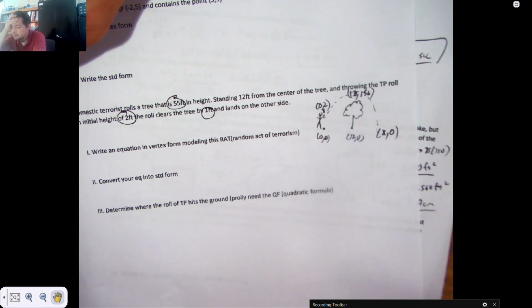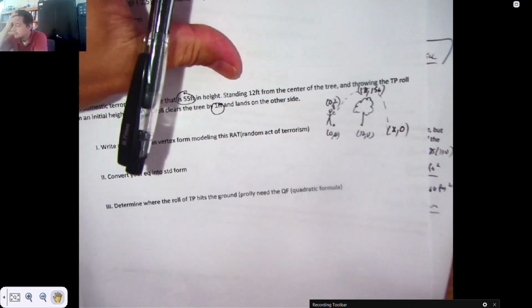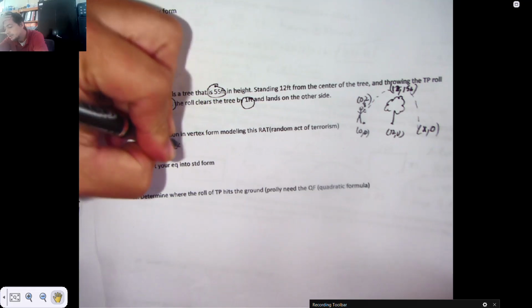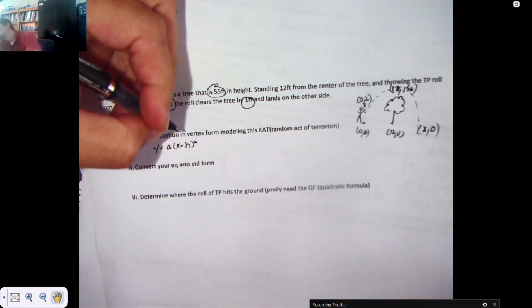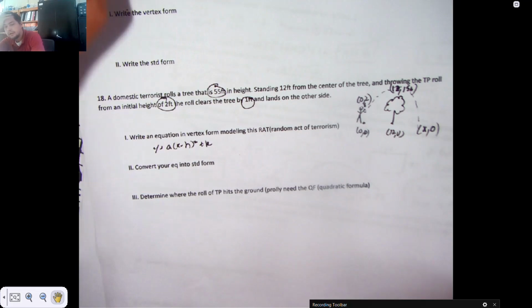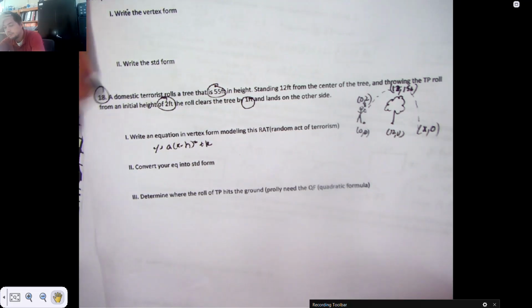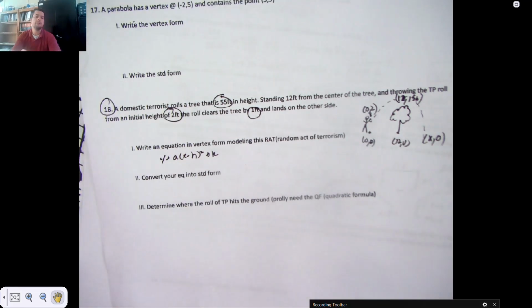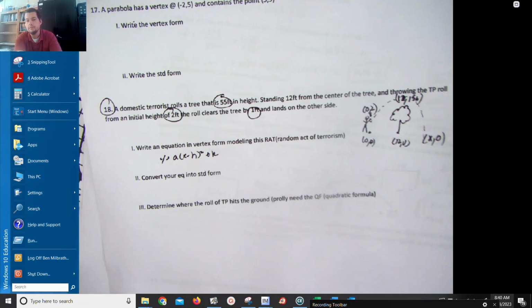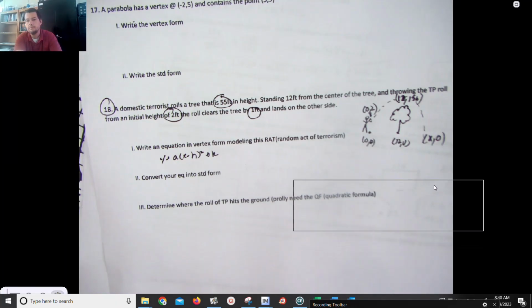All right, write the equation in vertex form modeling this roll. We're going to use y equals a times x minus h, quantity squared, plus k. And I actually have run out of time. So I'm going to come back to this. Bell's about to ring.